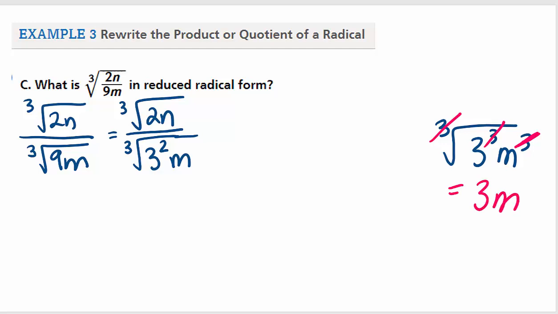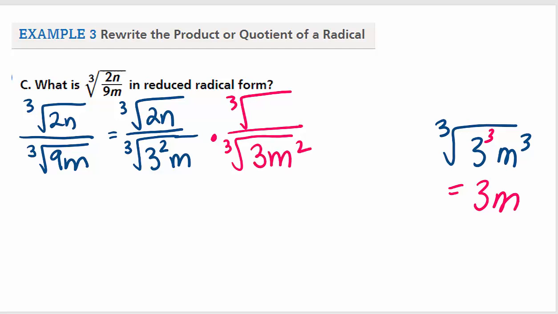So what we're trying to get to in the denominator is 3 cubed and m cubed. To get there, we're going to multiply the top and the bottom by a 3 and 2 m's.